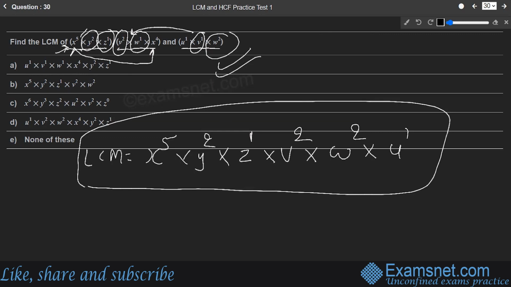So let us find out which particular option is giving this. There's no such option giving this because there are different powers and different values. So obviously the answer is none of these. This is going to be the right answer, which is not available in any of the options. So none of these is the right answer for us.